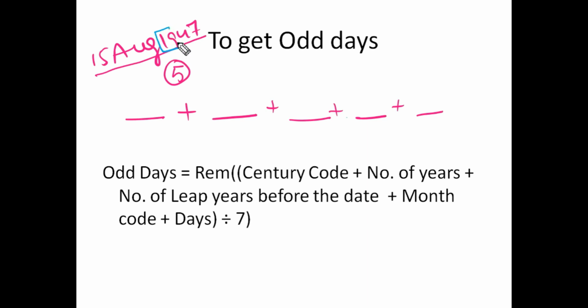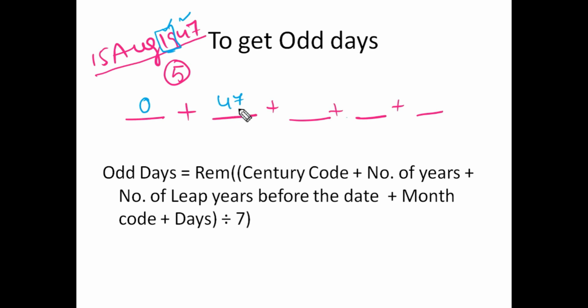It is in which century? 19th century. In general, it is not the 19th century; this date is actually in the 20th century. But for our convenience only, in this topic, we are considering it as the 19th century. What is the code for the 19th century? Simply 0. In that century, how many years are there? 47 years are there.